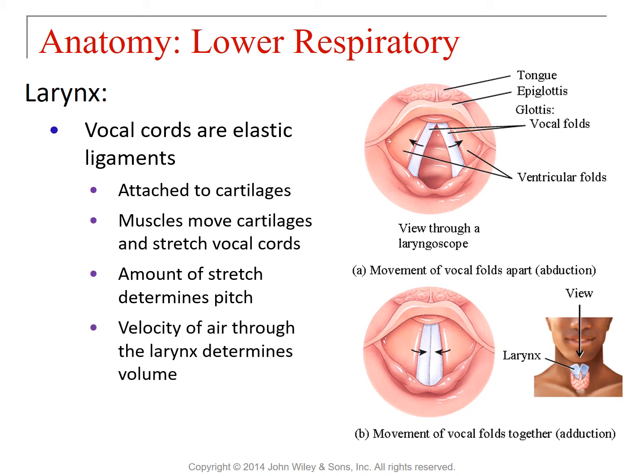So the velocity of air through the larynx is what determines the volume. And so it's actually the compression of your abdominal muscles and the movement of your diaphragm that can cause air to move through the larynx faster, and that's going to determine volume.